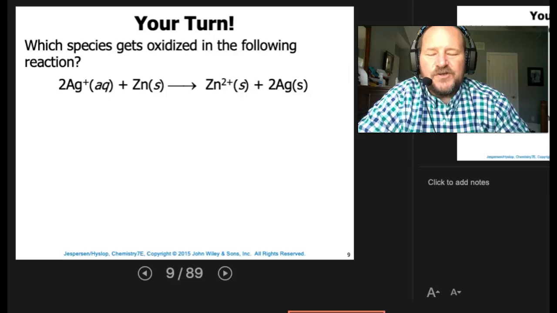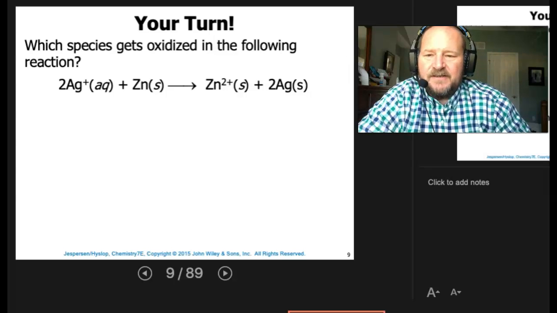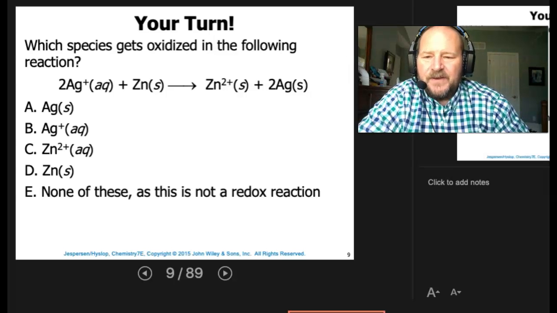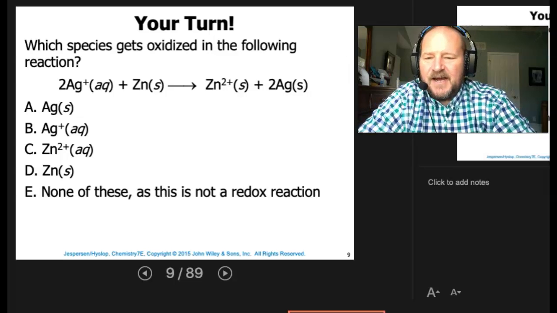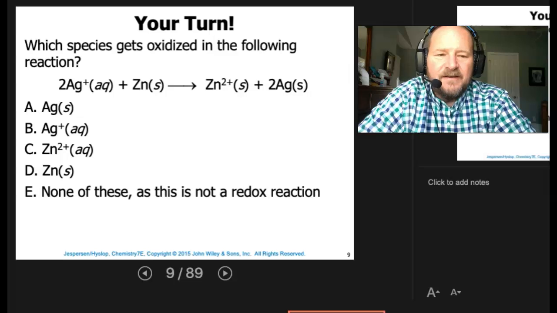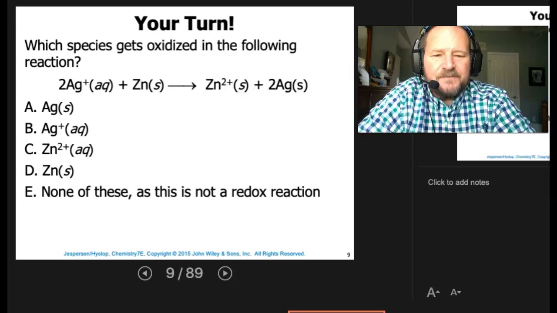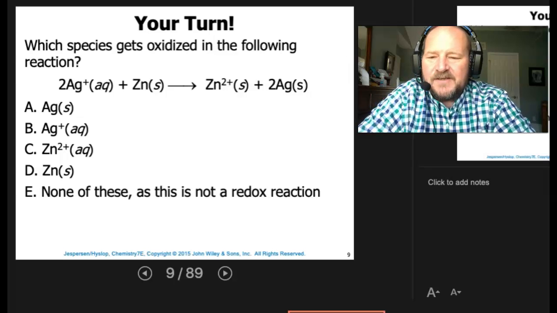Okay, so that's where the confusion will set in. Which species, in other words, which one of these items is being oxidized in the following reaction? Is it the silver ion, the zinc ion, or the zinc? And of course, none of these is probably a throwaway answer as it was in the last one, right? We have all 4 things listed here. Something's going to have to get oxidized.